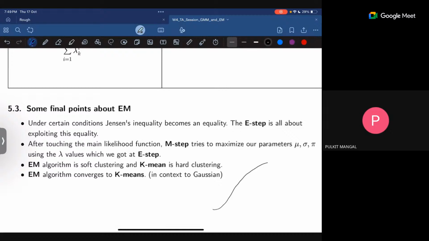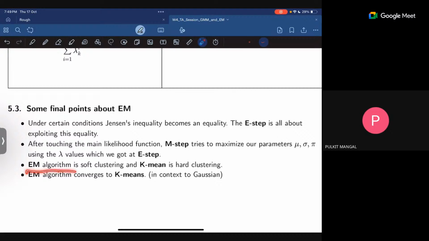It's kind of like this. If the original log likelihood curve is going like this, and the modified log likelihood curve is going like this, in the E step it will touch the original log likelihood. Then you will perform your M step to maximize your parameter, because now you are in the original likelihood scenario. That's how this works. We will not be going into the proof of how this inequality becomes equality; that's not in our course mainly.